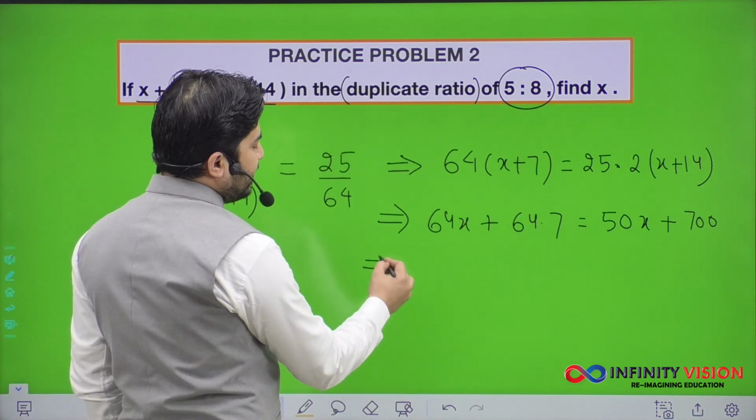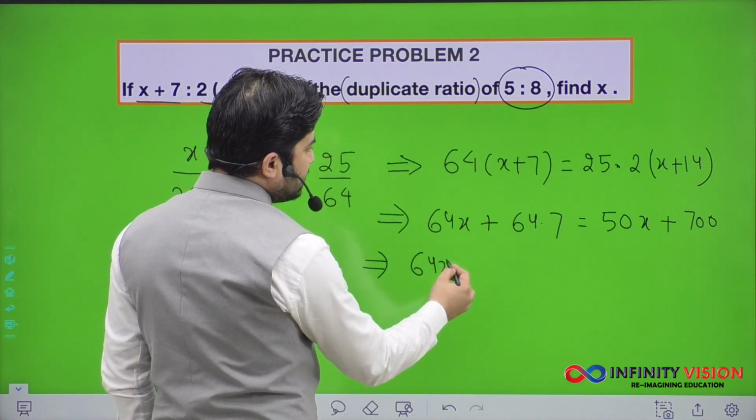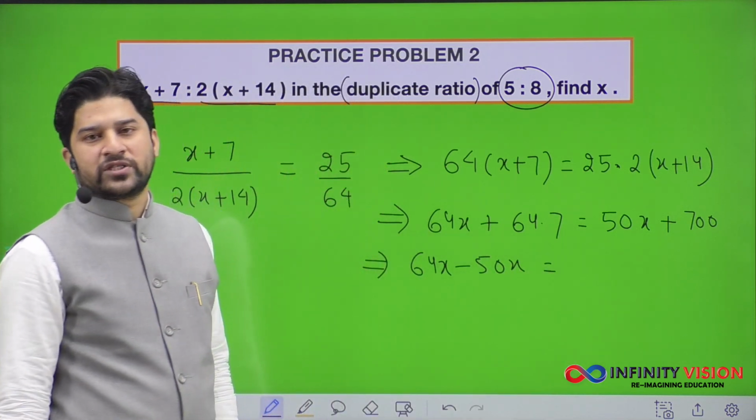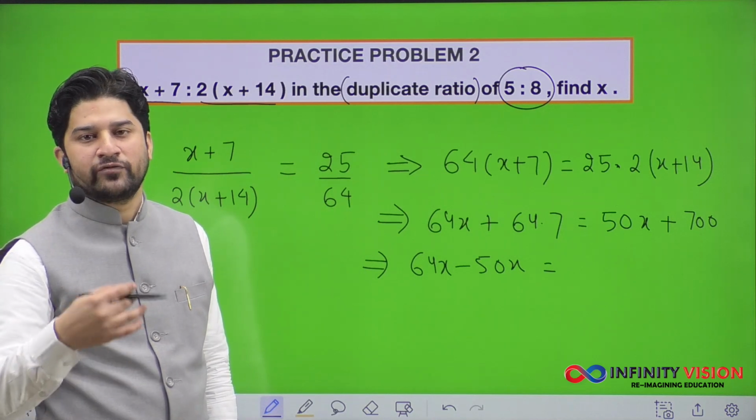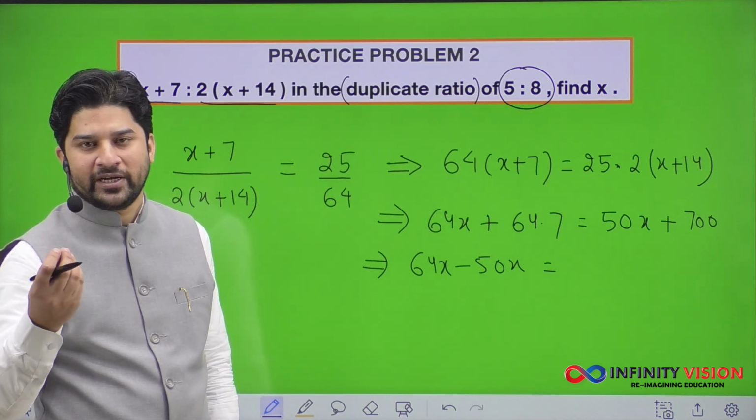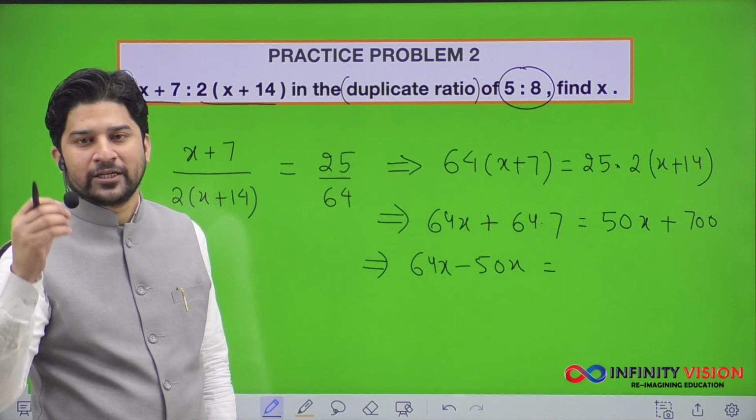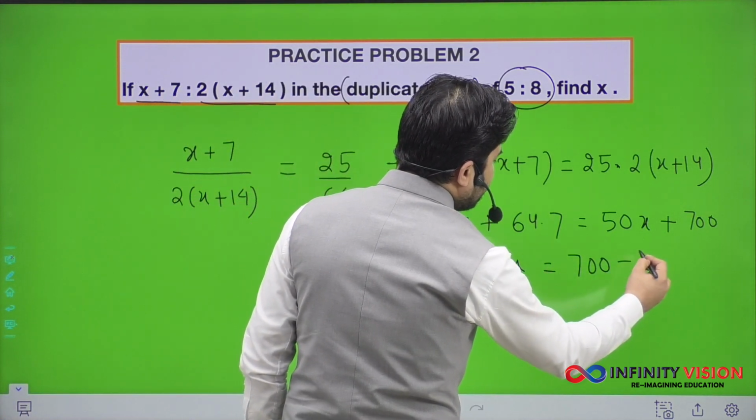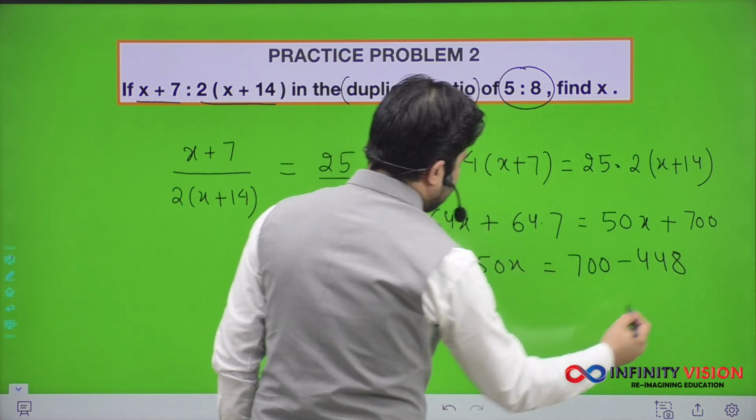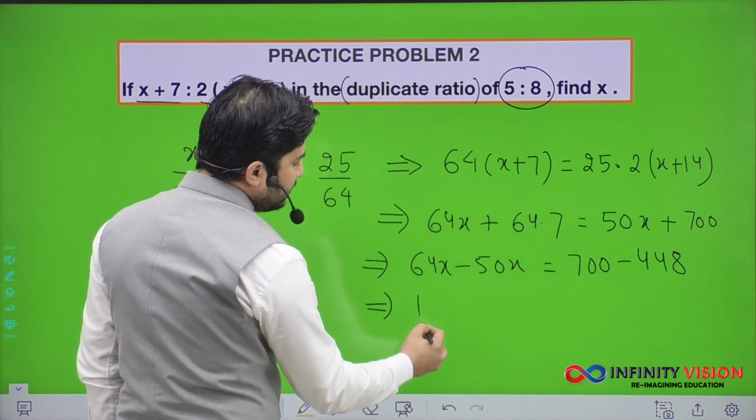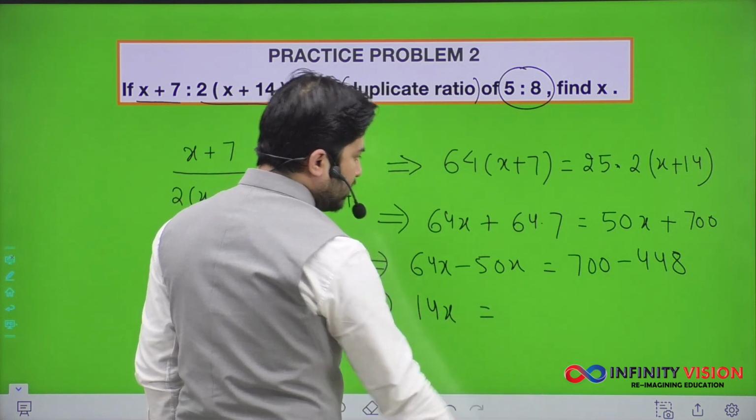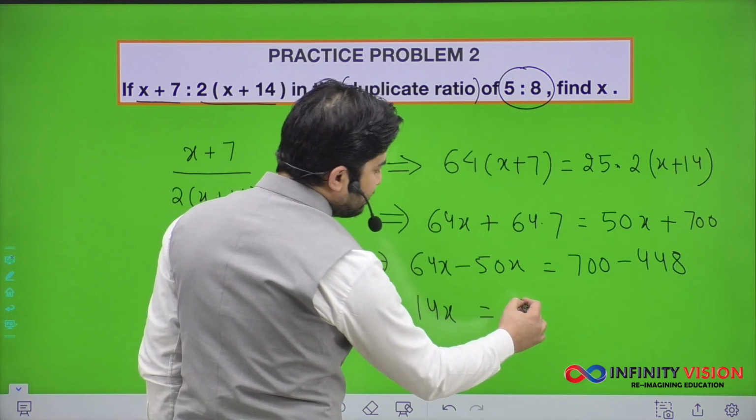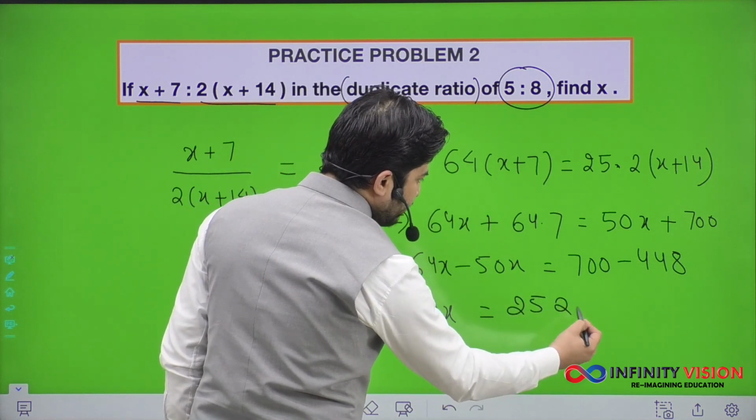Now I'll take the variable to the left, so 64x minus 50x, and 64 into 7 will be 7 into 60 is 420, and 4 7s are 28. So 420 plus 28 is 448. So what we can do is 700 minus 448. So what you'll get, 14x is equal to, so 700 minus 500 is 200 and 48 is 252. So the answer would be 252, right?